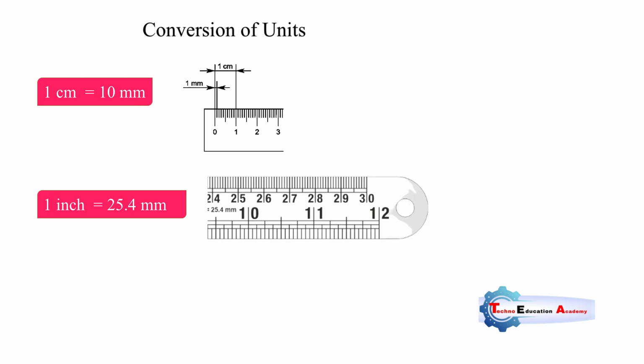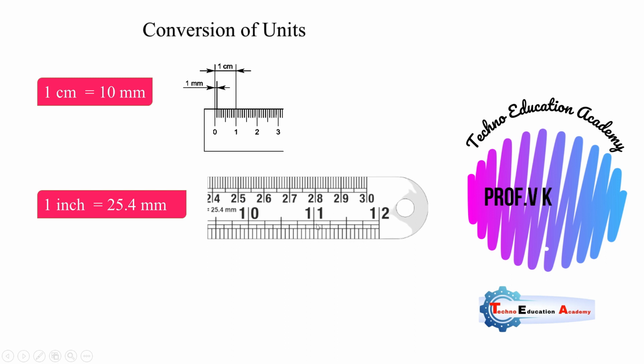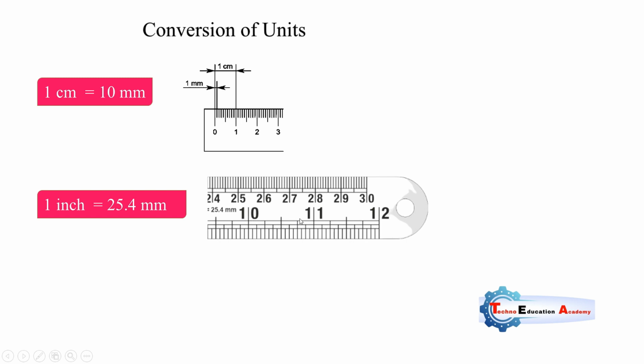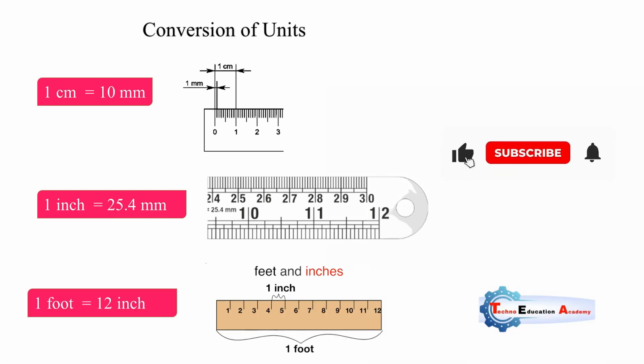On the scale here you can see that the bottom side is the inch scale and the top side is the centimeter scale. So here you can see that 1 inch equal to 25.4 millimeter and 1 foot equal to 12 inch.